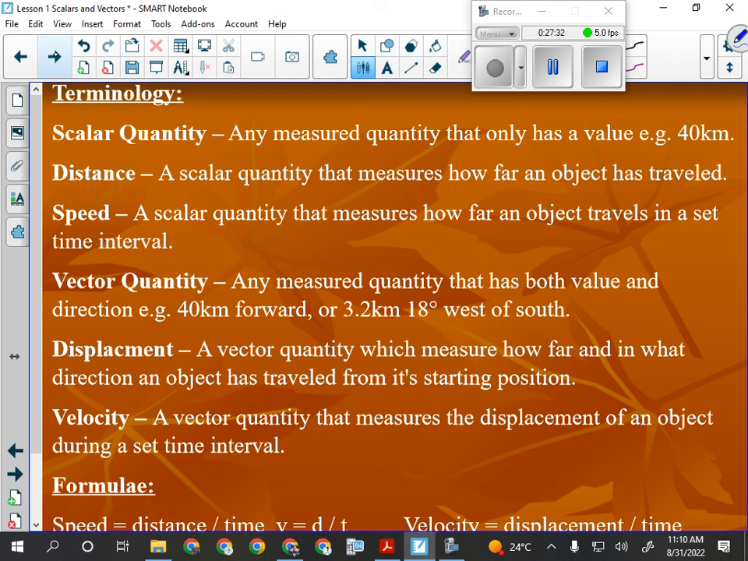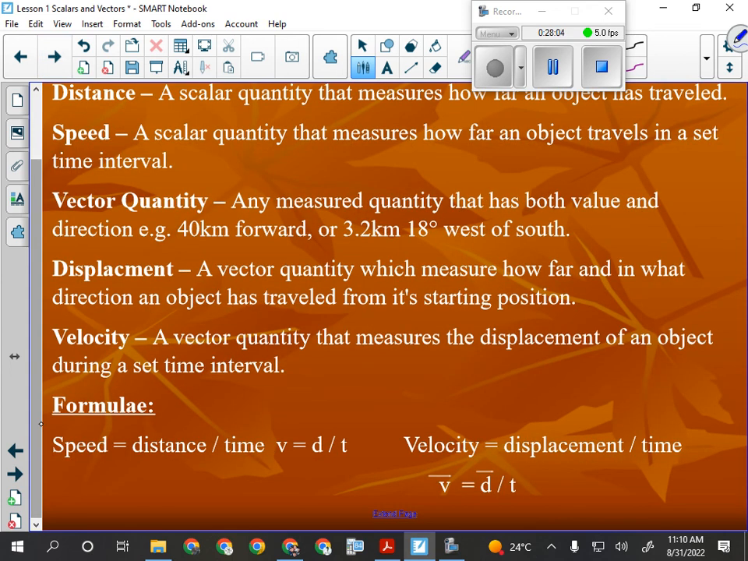So distance is a scalar quantity, it measures how far an object has traveled. Speed's a scalar quantity, measures how far an object travels in a set time interval. Vector quantities have both value and direction, so a measured value and a direction. 40 kilometers forward, 32 kilometers, 18 degrees west to south, 600 newtons down. Force, which is what newtons measure, how hard something pushes or pulls, that's a vector. Displacement is a vector quantity that measures how far and in what direction an object has traveled from its starting position, and then velocity measures the displacement or rate of change of position.